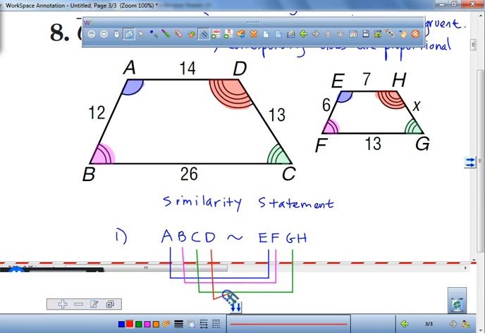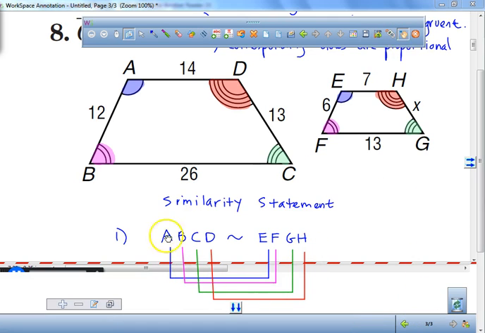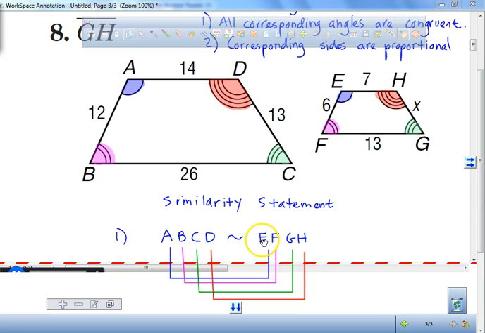There we go. If you did your similarity statement correctly, each one of these angles, if you look, blue goes with blue, purple goes with purple, green goes with green, and red goes with red. That lets you know if you did it correctly. Alright?